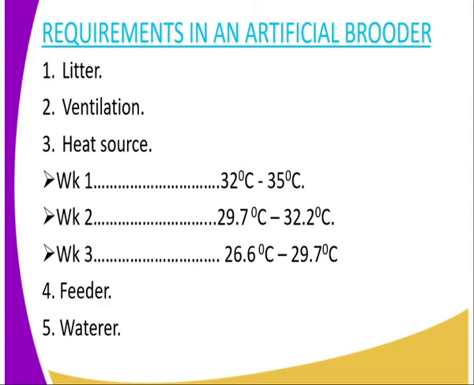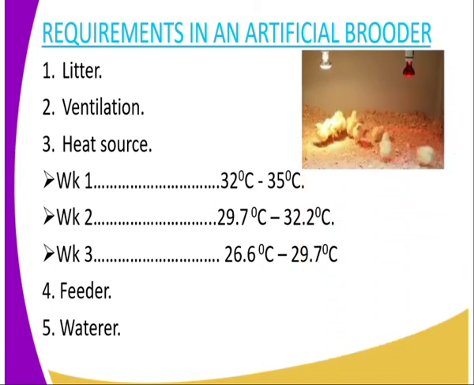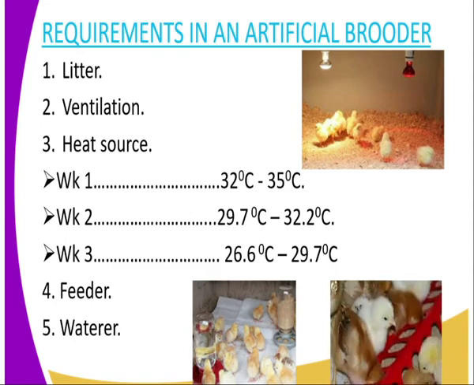Then you are supposed, number four, to make sure that there are enough feeders, and also number five, enough waterers. Feeders are the ones in which you put the chick mash, the food which is meant to be consumed by the chick, while the waterers are the vessels where you are supposed to put clean water for the chicks.